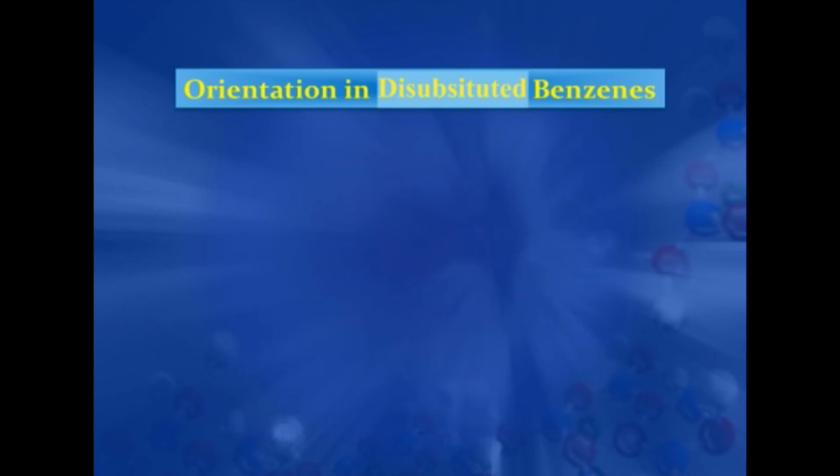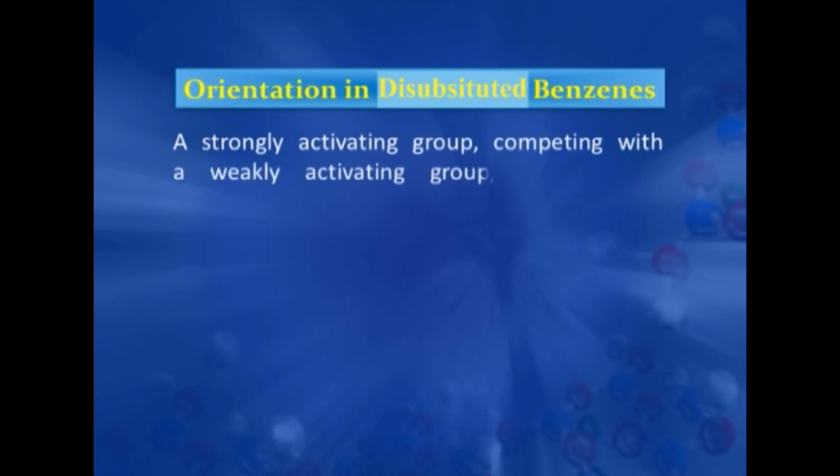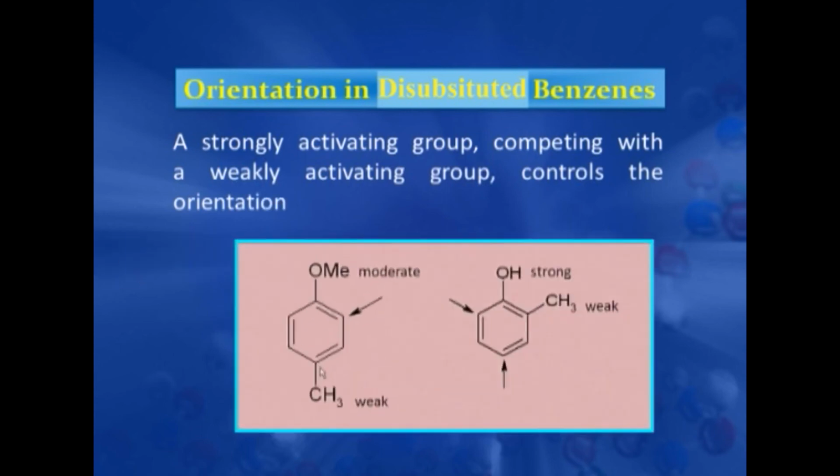Now the third case: when a strongly activating group competes with a weakly activating group, then the strong group controls the orientation. For example, we have this methoxy group and methyl group, where methoxy is moderately activating and methyl is weakly activating. So the incoming group orientation will be governed by this methoxy group. So the incoming group will come ortho and para to this methoxy. The para position is already blocked, so the incoming group will come ortho to this methoxy group.